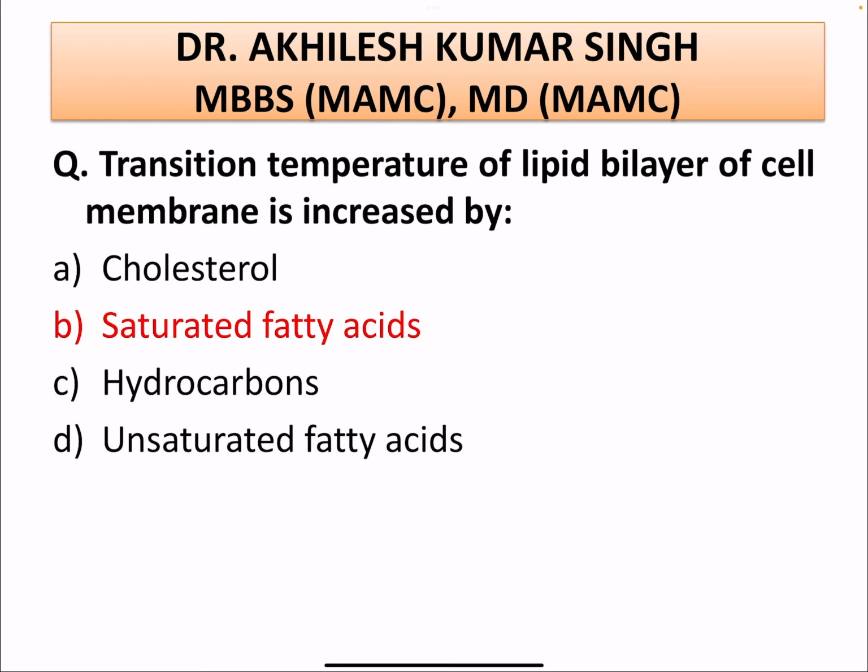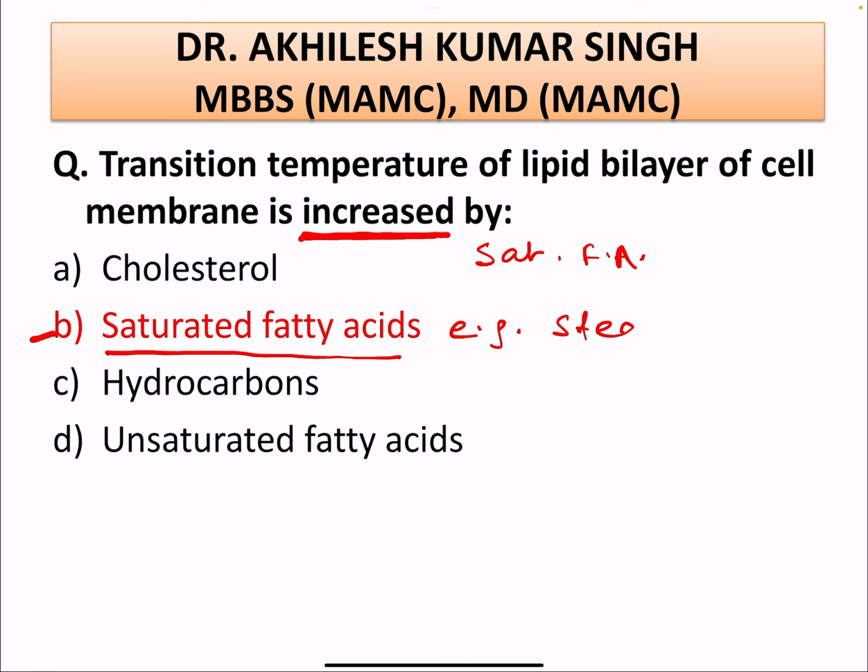So the question is that the transition temperature of the cell membrane is increased by, so who will increase the transition temperature? The transition temperature will be increased by the saturated fatty acids. So the answer here is B, saturated fatty acids. Right. Examples of saturated fatty acids are stearic acid and palmitic acid. They are just a few examples of the saturated fatty acids.